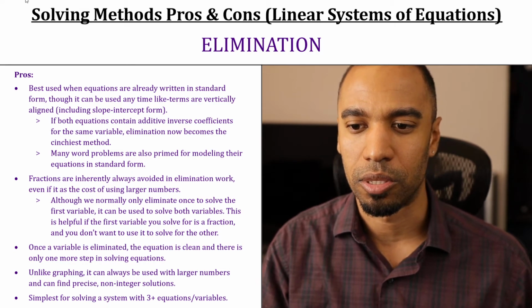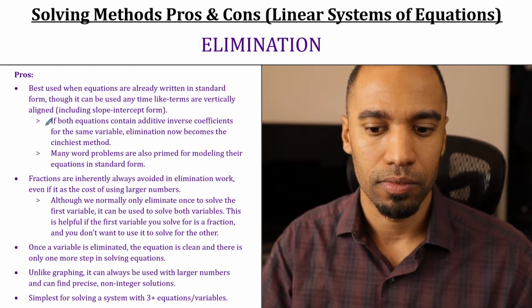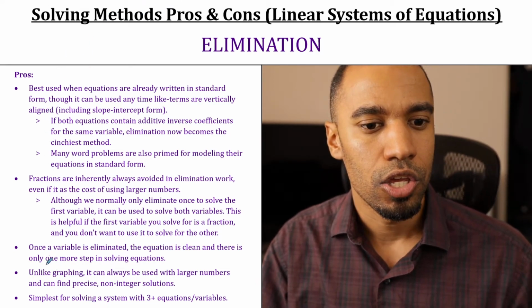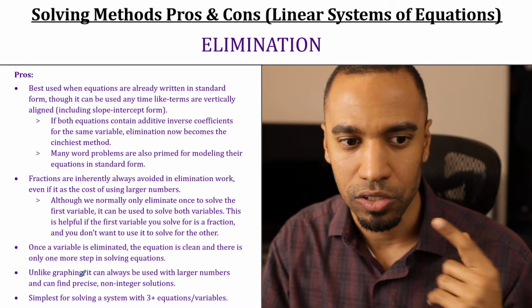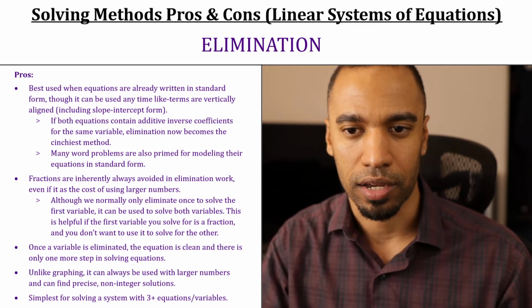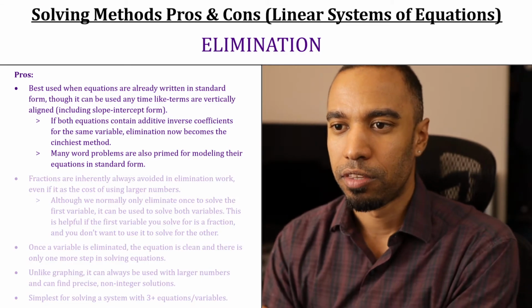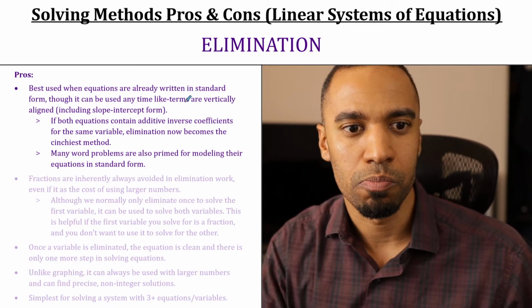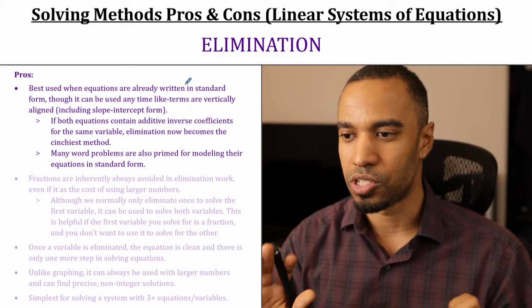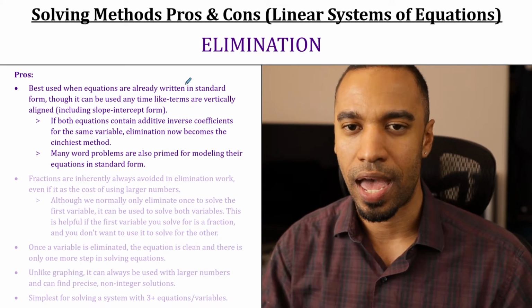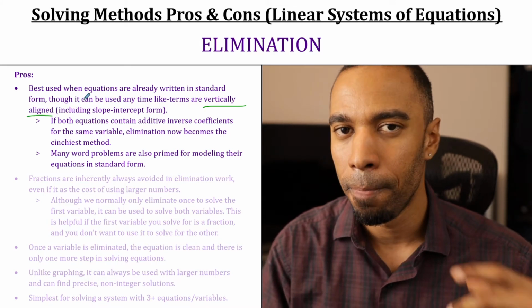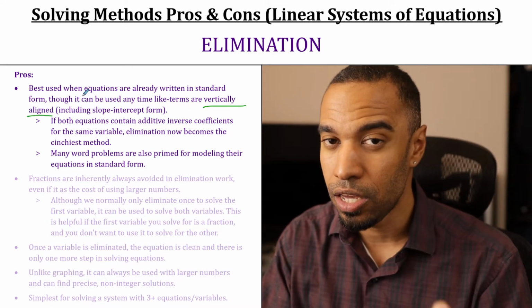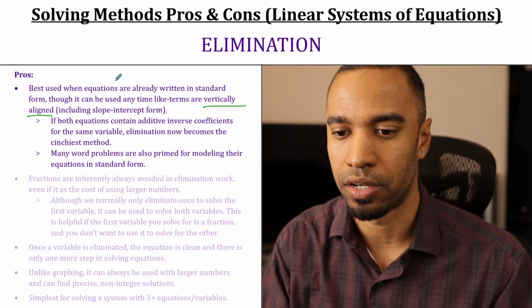So I'm going to start by talking about the pros here. There's a list of 5 right here, and I think it's just this one right here that is the same as substitution, so I'm not going to talk largely about that one. But the first pro is that this is best used when equations are already in standard form, because what you have are vertically aligned terms. You know that the x's are together, the y's are together, the equals are together, and the constants are together.